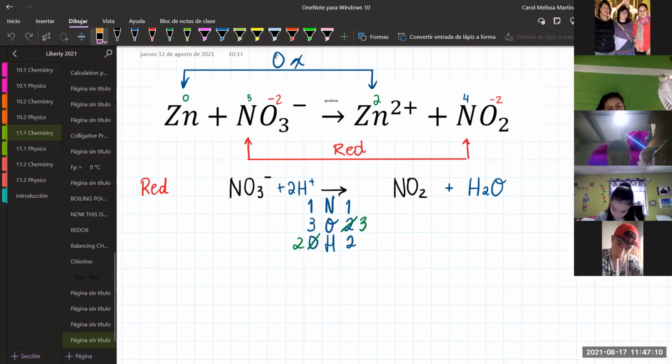So we balanced the reduction reaction, the number of atoms. But we also need to balance the charges. So take a look at what we're going to do here. Okay, pay attention to this part. For this part, for the charges, it is necessary that we see the charges.